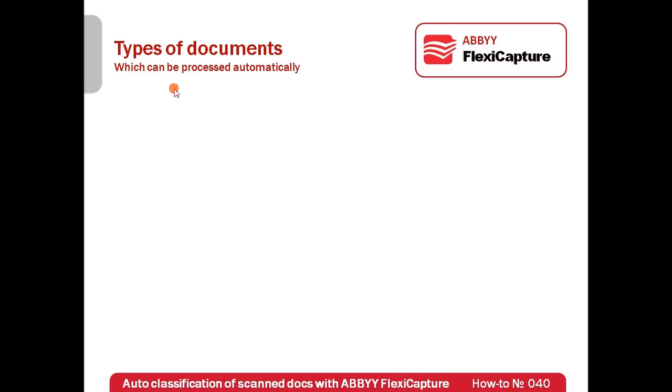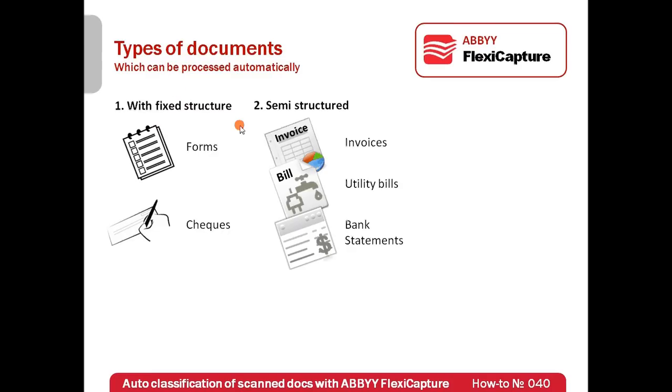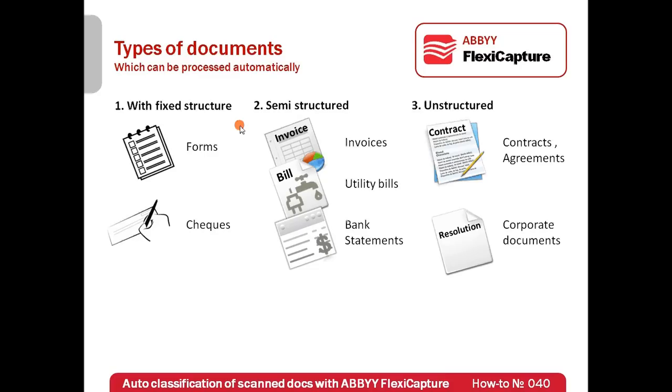ABBYY FlexiCapture can classify documents with fixed structure, such as various forms or bank checks, for instance. Thanks to unique flexible template technology, the application can process semi-structured and even unstructured documents. This technology also helps to process differently designed documents with one template. For example, in the case of invoices, each supplier usually has his own corporate style, but nevertheless, it is possible to create one template which will process invoices from all suppliers.